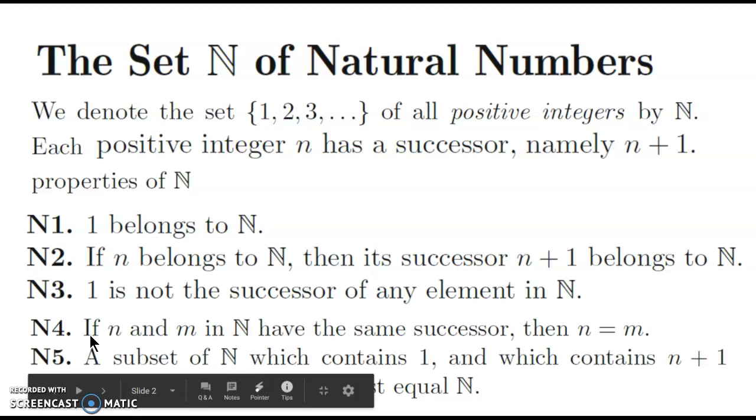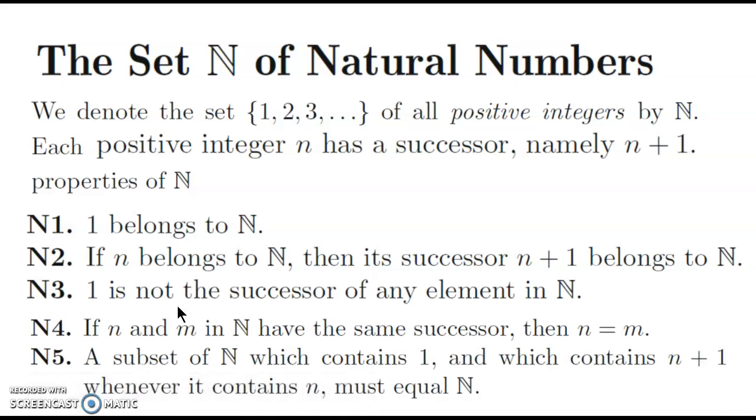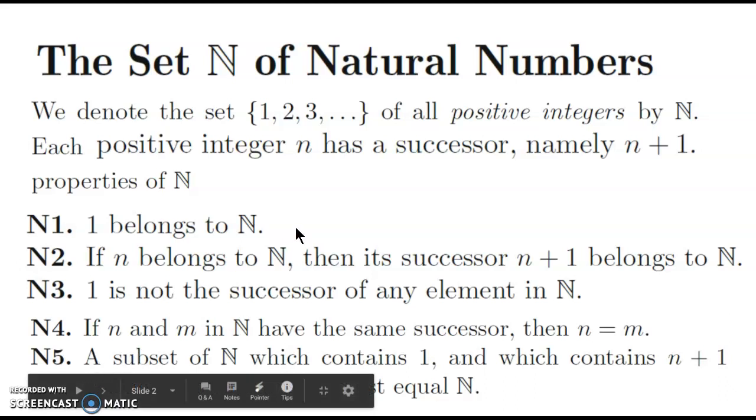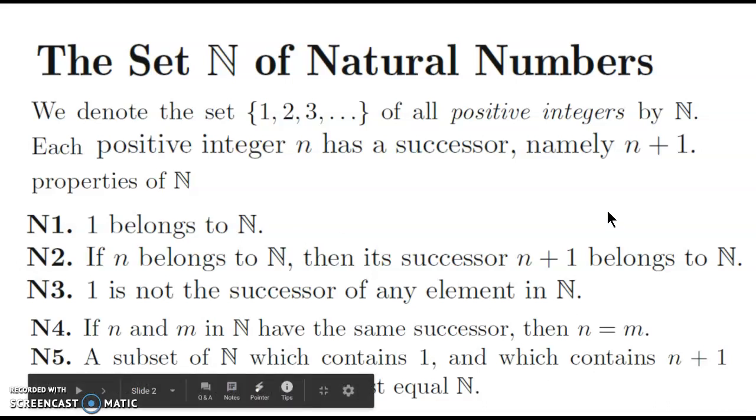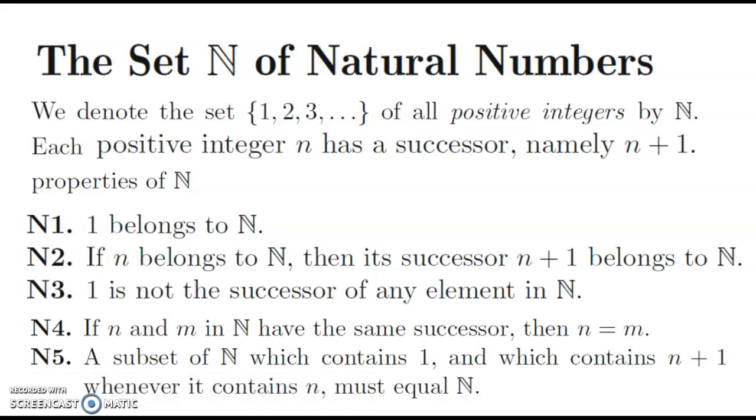The fourth property says, if n and m are any two elements in N that have the same successor, then n equals m. That is, if the successors of any two elements are the same, then the elements have to be the same. The fifth property says, a subset of N which contains 1 and which contains n plus 1, then it must equal N.